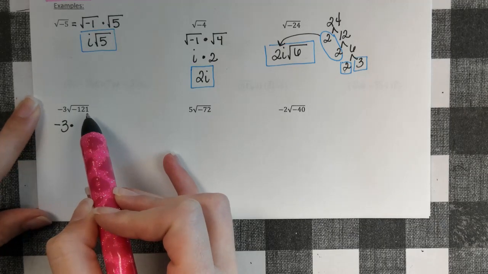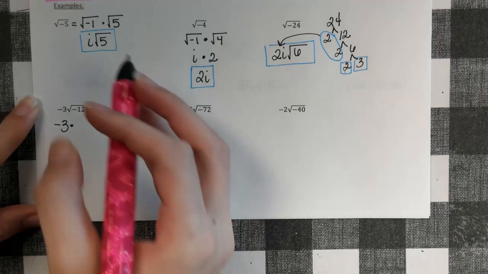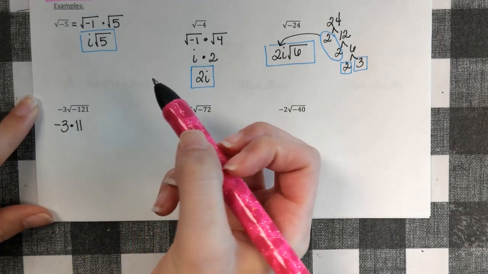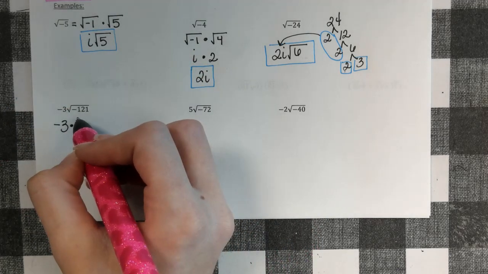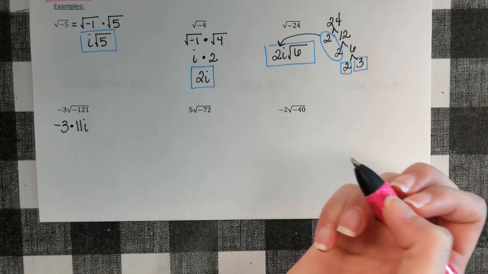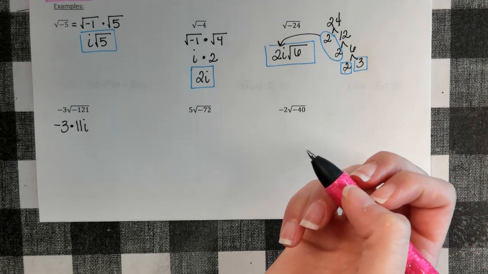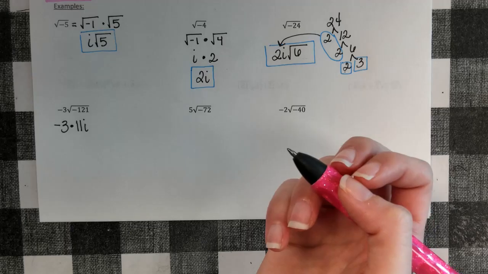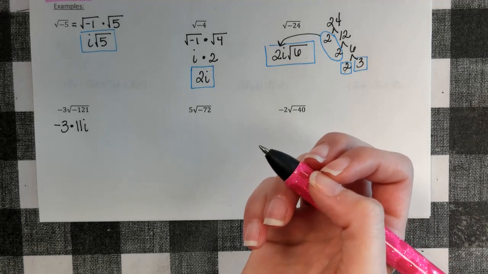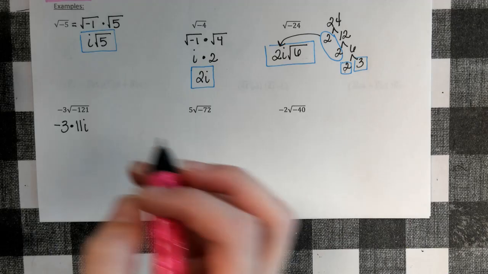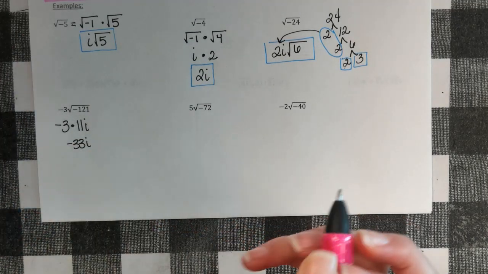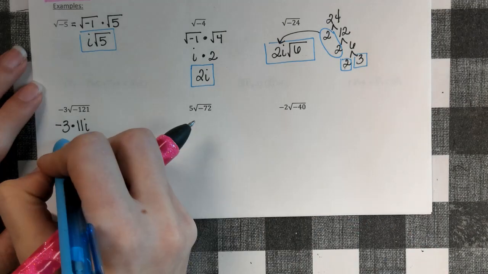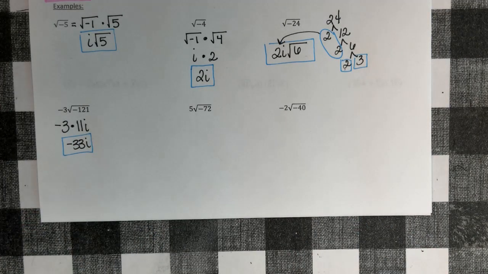Okay? What is the square root of 121? 11. So I know I pull out 11, and what do I have to also pull out? That negative, the square root of -1, leaves me with i. So I've got -3 times 11i. There's no radical because it's a perfect square. Okay? So if you have a perfect square, do not write a radical. All right? So -3 times 11i gives me -33i. And that's an answer.